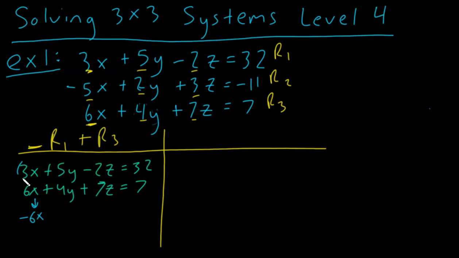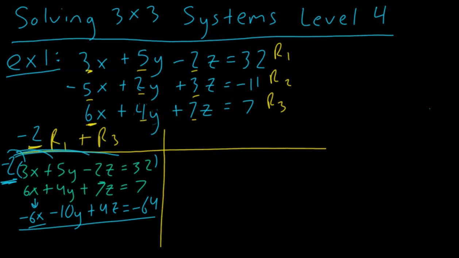So what number can I multiply 3 by? 3 times something gets me to negative 6. Well, that would be 3 times negative 2. So I'm going to multiply my whole row 1 by negative 2. Negative 2 times 3x is negative 6x. Negative 2 times 5y is negative 10y. Negative 2 times negative 2z is a positive 4z. And negative 2 times 32 is equal to negative 64.